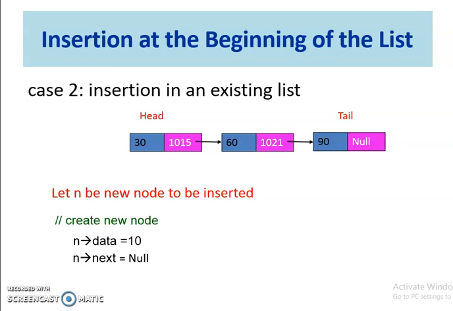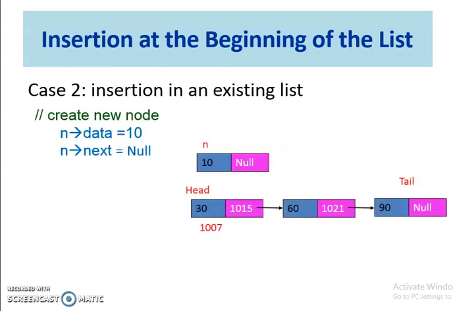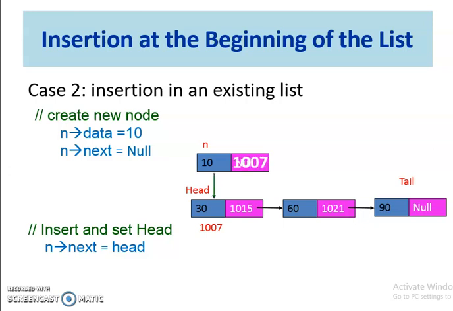Consider the example of the list shown in the slide. Let n be the new node to be inserted. Create a new node and set the data and the next field. This new node's pointer has to be linked to the head in order to make insertion at the beginning of the list. This is done by setting the next field of n to head. By this, the pointer field of n will contain the address of head.